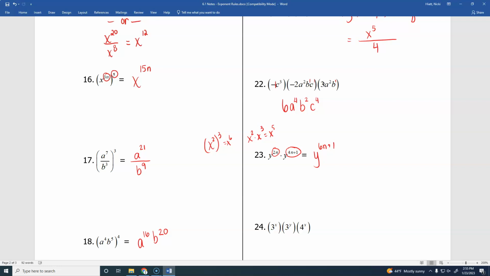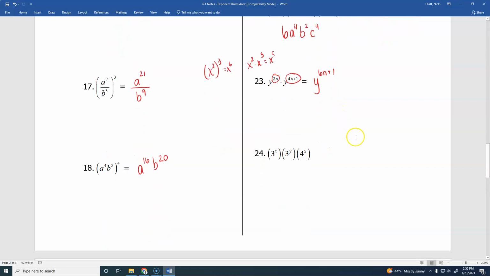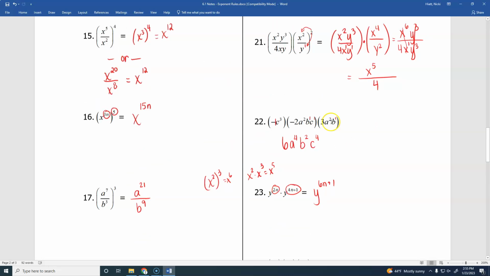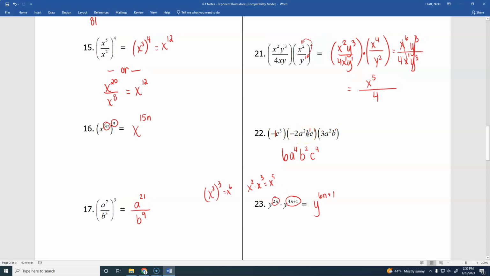So they kind of do the same thing for you here on number 24. I've got 3 to the x, 3 to the y, 4 to the x. So which ones can I put together? Is it the 3 to the x and the 4 to the x I can put together, or the 3 to the x and the 3 to the y? Nope. It's the 3 to the x and the 3 to the y. The bases have to be the same to put them together. Just like up here, I can't put an a with a b, right?